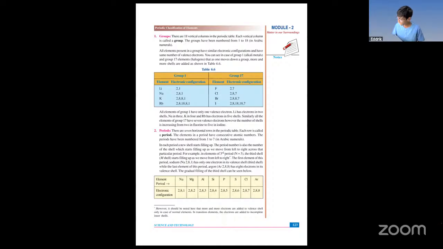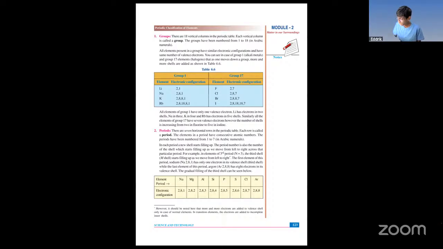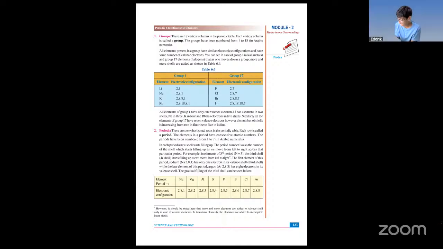For example, in elements of the third period, n is equal to 3. The third shell, M shell, starts filling up as we move from left to right. The first element of the period, sodium, Na 2, 8, 1, has only one electron in its valence shell, the third shell. For the last element of the period, argon, Ar 2, 8, 8, has 8 electrons in its valence shell. The gradual filling of the third shell can be seen below.